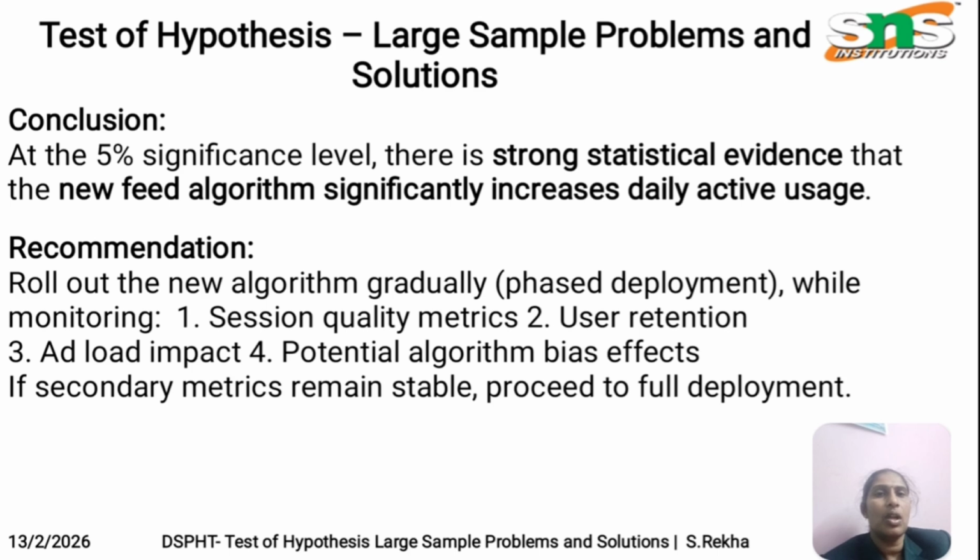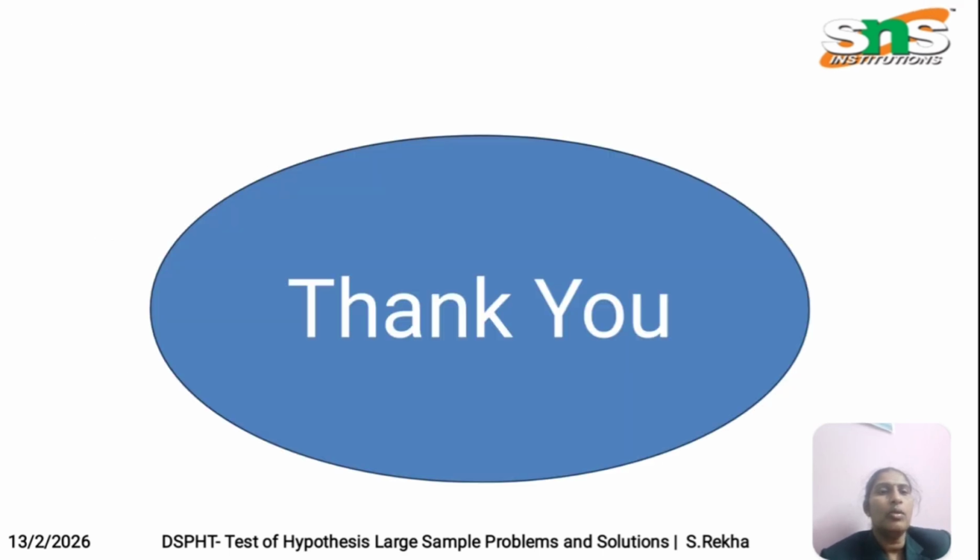So based on the alternate hypothesis at the 5% significance level, we can conclude that there is strong statistical evidence that the new feed algorithm significantly increases daily active usage. So we will recommend the new algorithm based on that concept. Like that, we have to proceed with all the problems in the two sample mean.